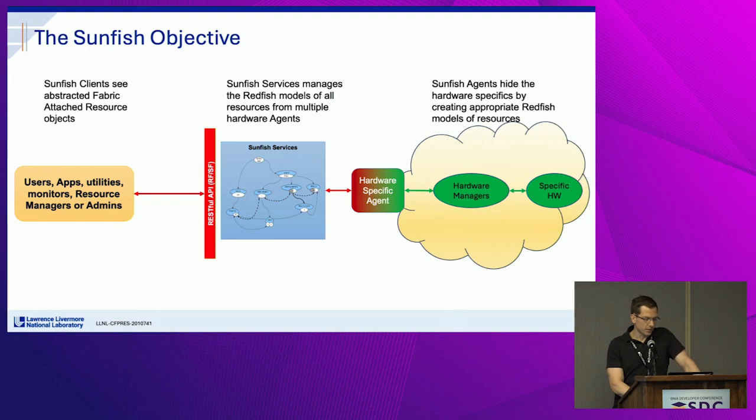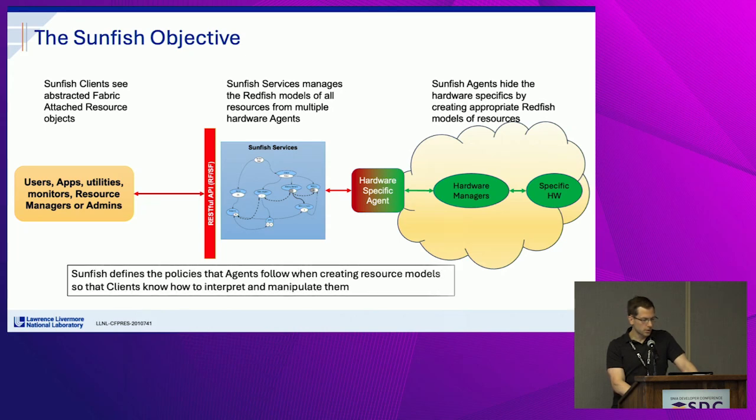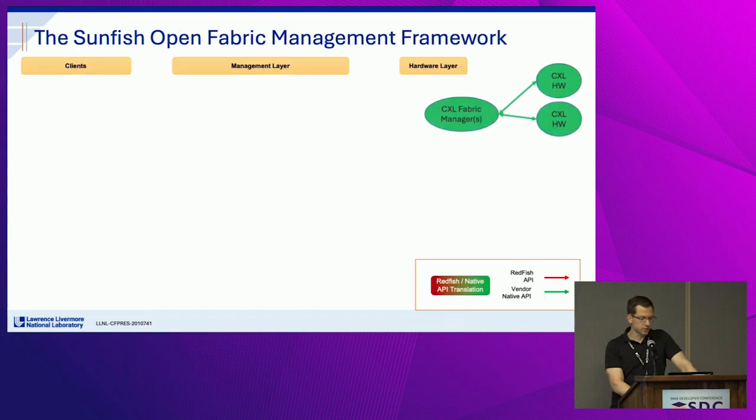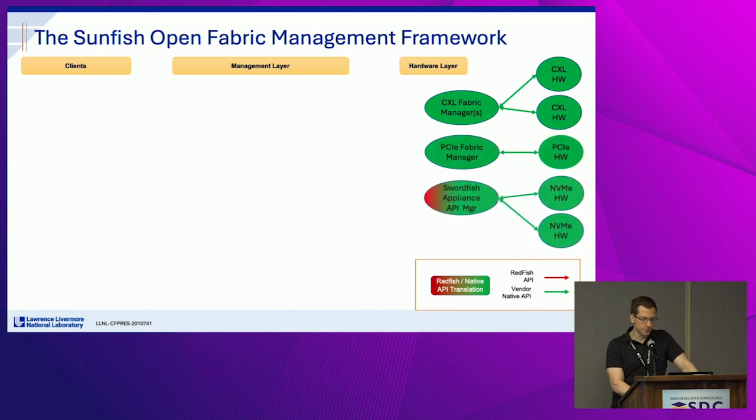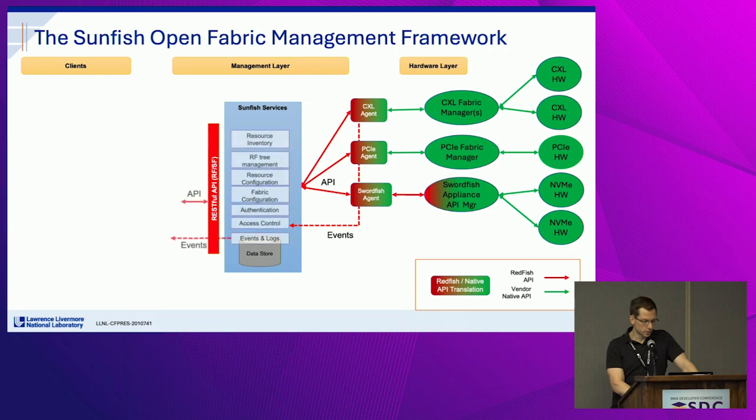This is the overall graph of the basic concept of how it works. Sunfish Services manages all the Redfish models for all the hardware agents, and then the Sunfish clients, which in this case could be your management dashboard, or a resource manager like Flux, or an orchestrator like Kubernetes, can see the abstracted fabric-attached resource objects. Sunfish provides this translation layer that provides a northbound interface to your resource managers and workflow orchestrators.